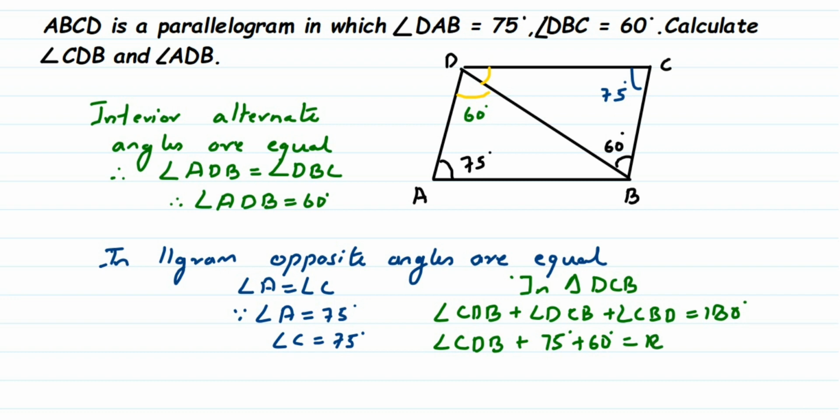So 75 plus 60 is 135. So angle CDB is equal to 180 minus 135. When you add 75 and 60, it is 135. And this 135, I'm transposing to the other side. It was a plus sign, and when transposed to the other side, the sign will change. It will be minus. So 180 minus 135. When you do it, you will get 45. So therefore, we got this angle, which is 45. Therefore, angle CDB is equal to 45 degrees.